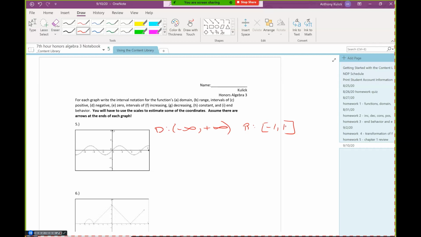Okay, should we do the positive negative part? So if I look at this, I see I have a positive part here, a positive part here, a positive part here, but I'm going to keep getting positive parts in both directions, right? There's infinitely many of them. So how do we describe this?